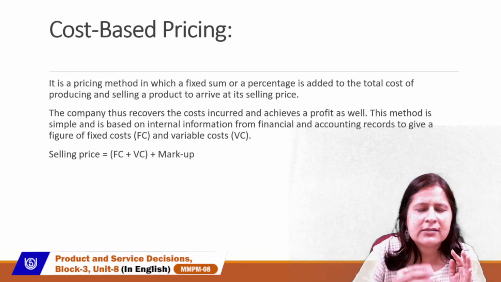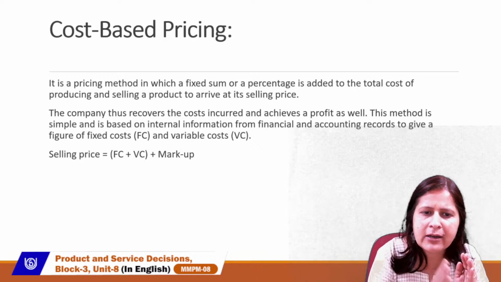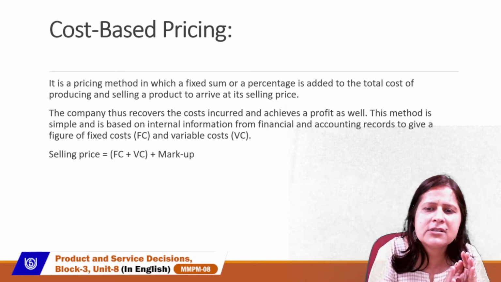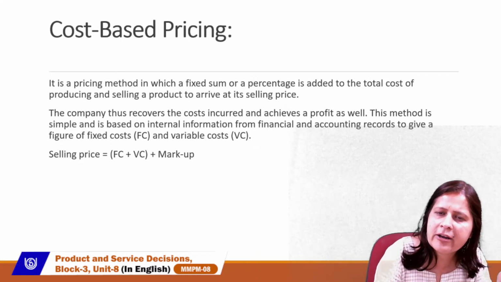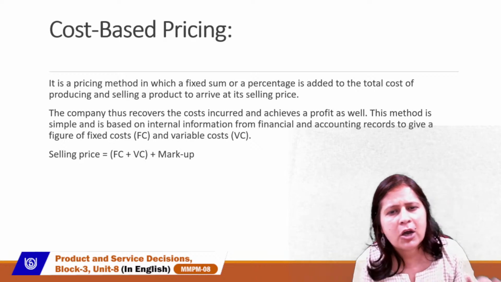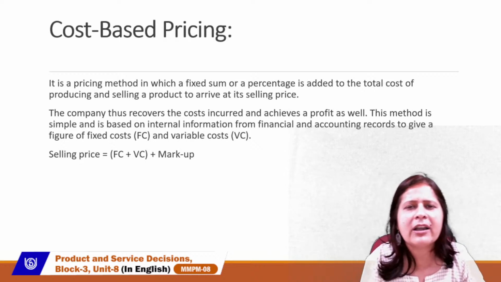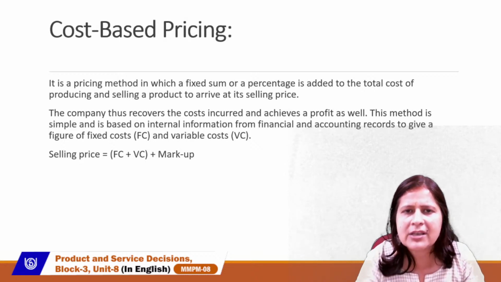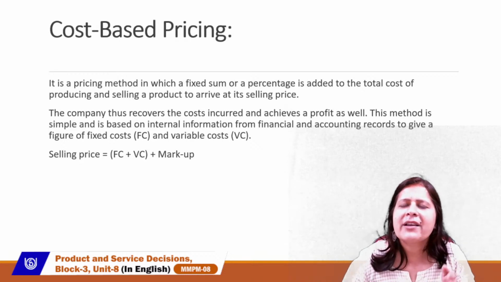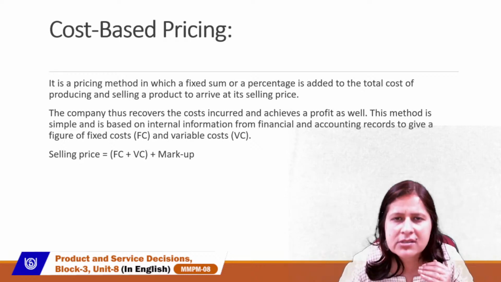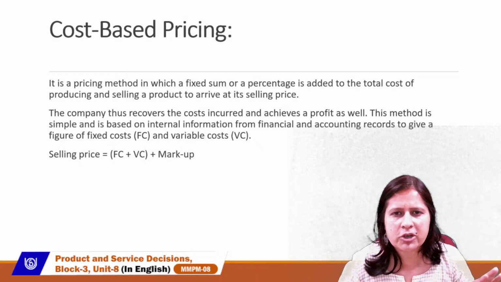Suppose to 110 rupees he added 5 rupees extra. He added the fixed sum, or the percentage, to the total cost of production. The total cost of production was 110 rupees, and he added 5 rupees. Now the price of the product is 115 rupees, and he will sell that product at 115 rupees. The selling price will be 115 rupees. That is cost-based pricing. It is the pricing method in which a fixed sum or a percentage is added to the total cost of production, right?